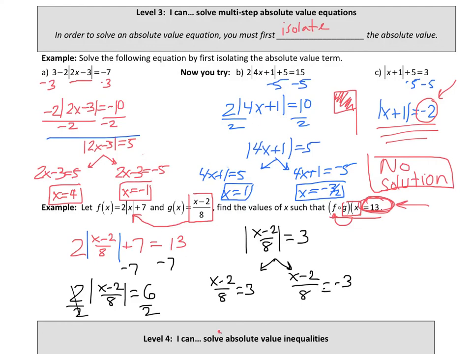In both cases, all you would do is multiply by 8, right? So you get x minus 2 equals 24, so x equals 26. And then for the other one, again, you multiply by 8 as well, so those cancel. You get x minus 2 equals negative 24, and when you add 2, you get x equals negative 22.